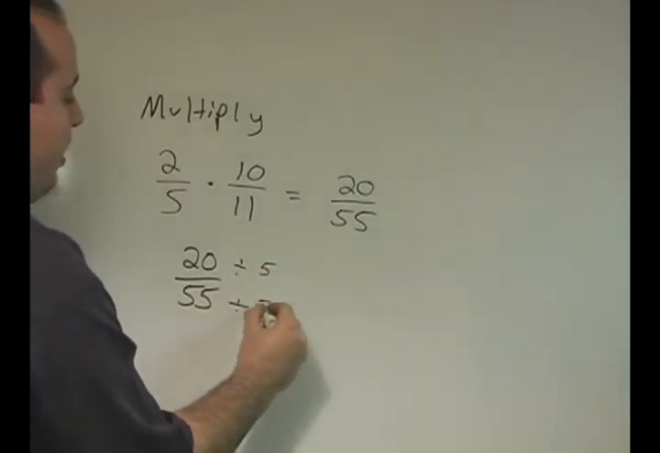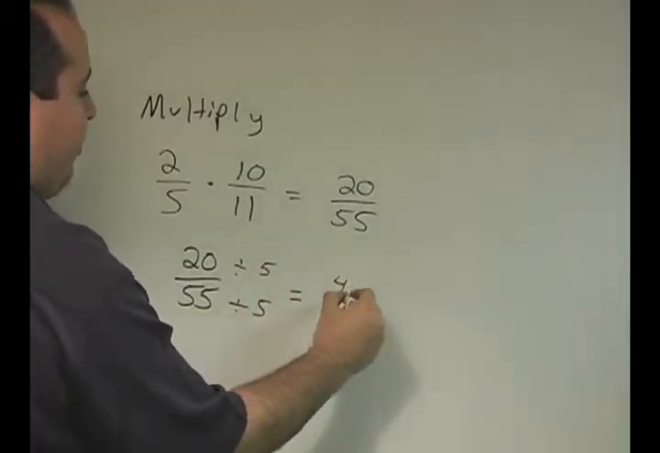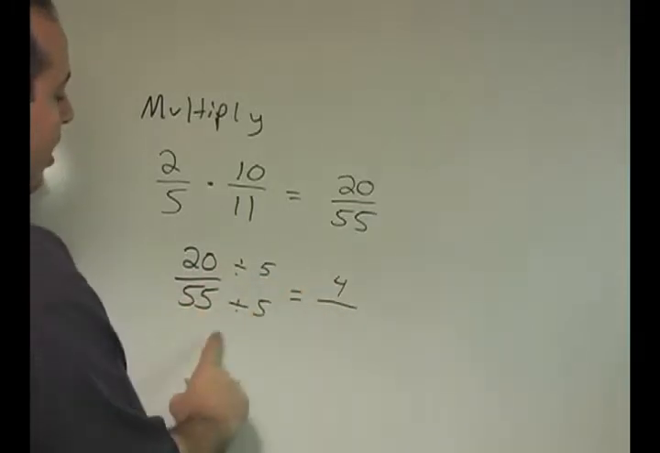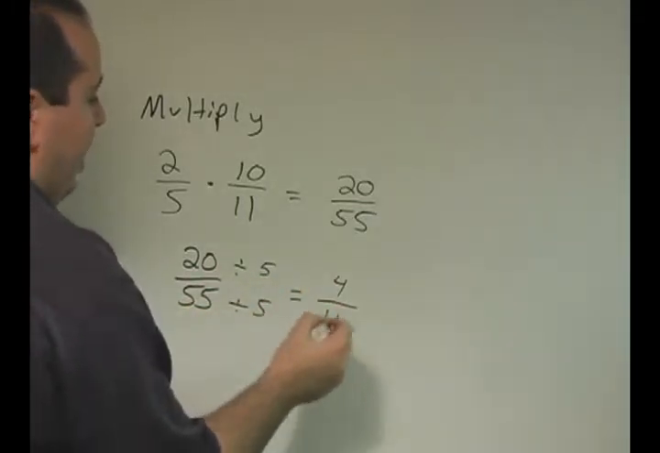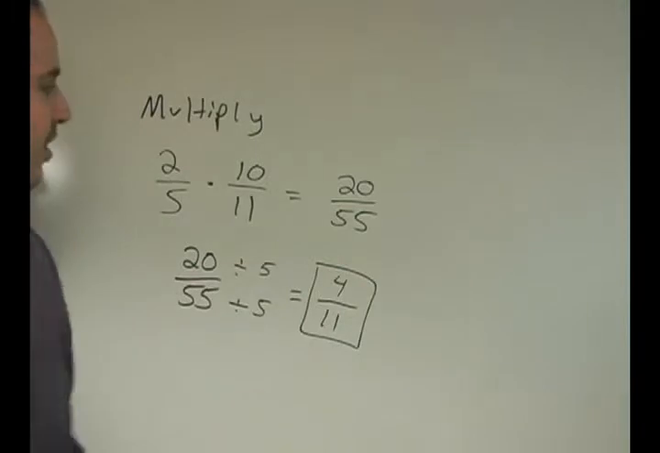So I will divide the top and the bottom by 5, and then I get 4 on the top. 20 divided by 5 is 4. 55 divided by 5, that's 11. And the answer to the problem is 4 over 11.